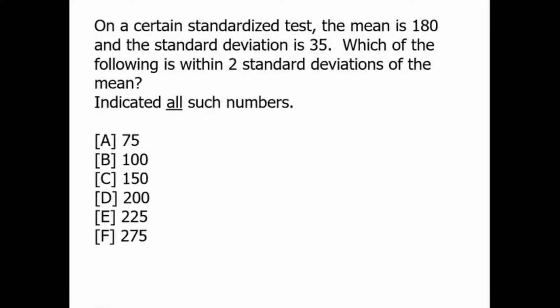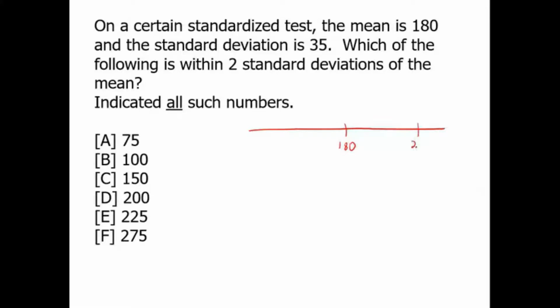On a certain standardized test, the mean is 180 and the standard deviation is 35. Which of the following is within 2 standard deviations of the mean? So 1 standard deviation is 35. 2 standard deviations would be twice of that, 70. And so let's think about this. The mean is here at 180.